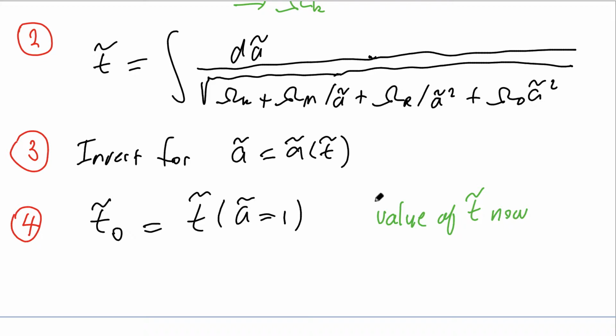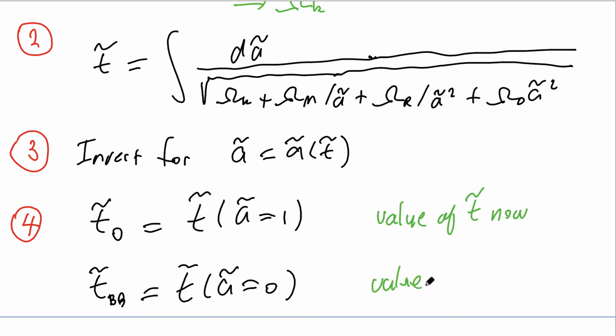And likewise, most of these cosmologies will have a Big Bang, so we can define the t tilde value of the Big Bang by just setting a tilde equals 0. So this is the value of t tilde at the Big Bang.